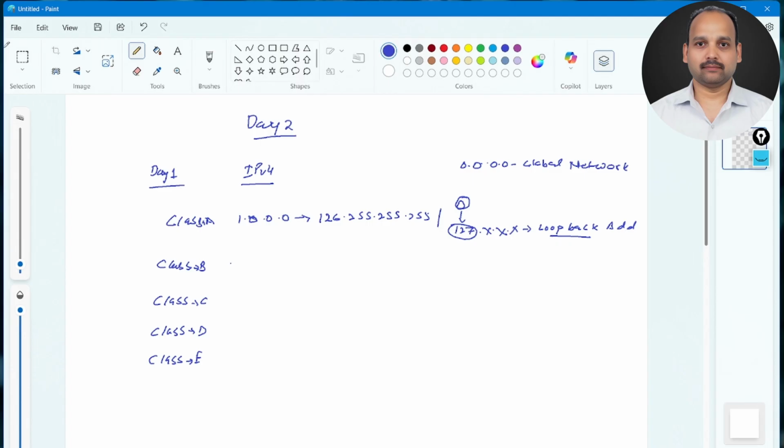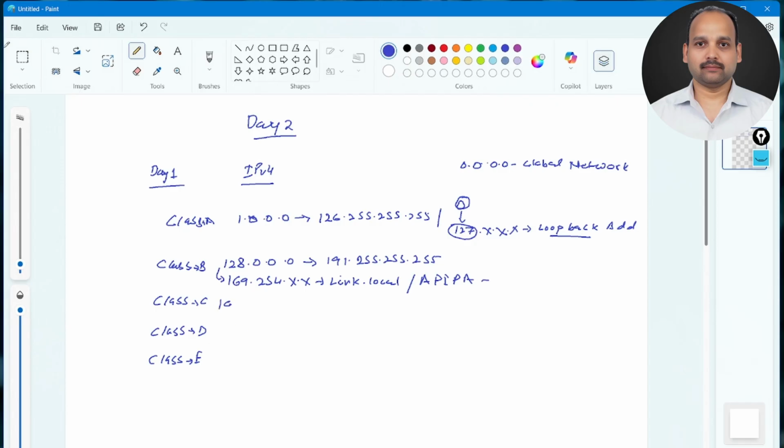Class B starts from 128.0.0.0 to 191.255.255.255, and from class B one address range is also excluded, or you can say reserved: 169.254.x.x. Some people say this is the link local address, while the standard calls it the APIPA address.